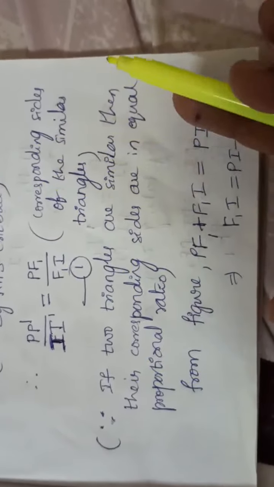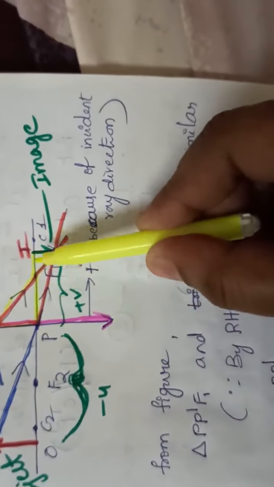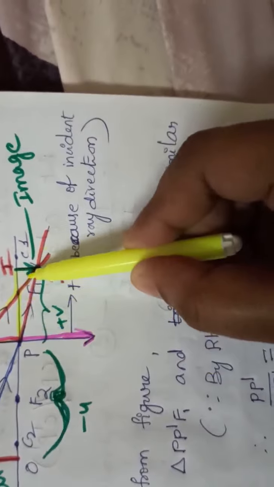From the figure we can observe that PI is equal to PF1 plus F1I. So PF1 plus F1I is equal to PI. That's why, if we transpose PF1 to the right hand side, we will get F1I is equal to PI minus PF1.